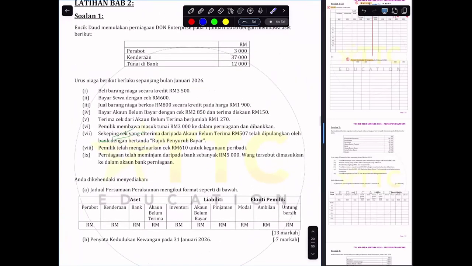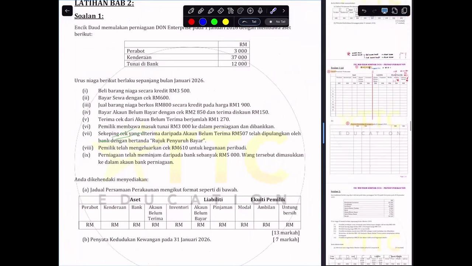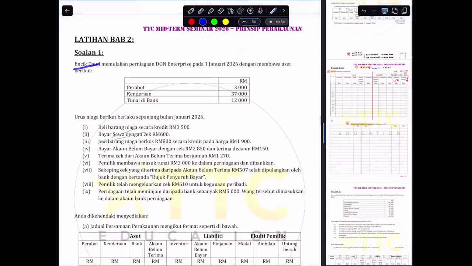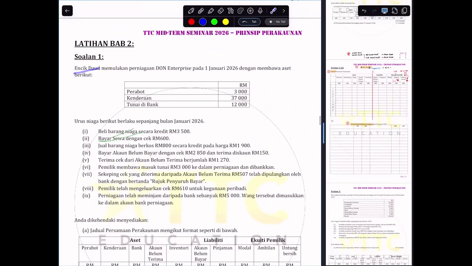I will only try one question. I purposely picked the longer question so you can see most of the scenarios to help you answer the rest of the questions. Encik Daud, the boss, memulakan new business. If new business, do we have baki? Baki means balance, balance from last month. No, no baki.